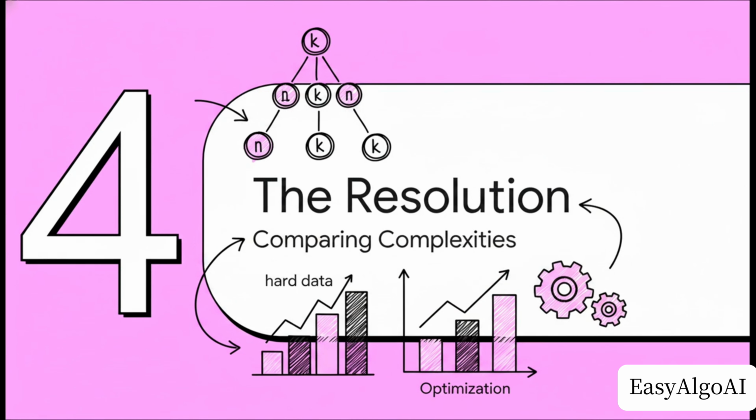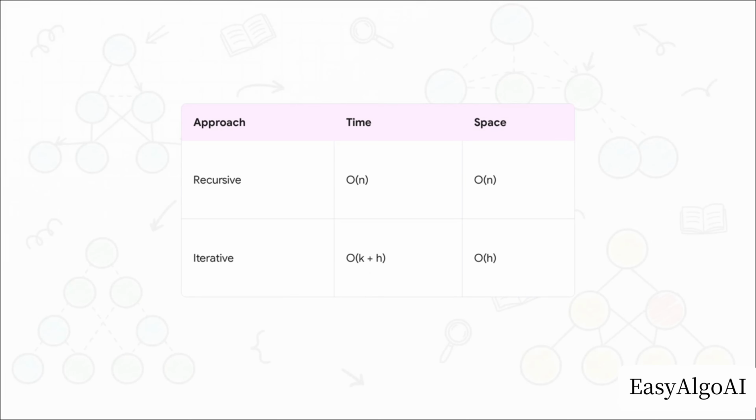And finally, Section 4, the resolution, comparing the complexities. To fully appreciate the optimization we just engineered, we gotta look at the hard data. And this grid proves exactly why iteration takes the crown. Just look at that time complexity. We took it from a sluggish O of n all the way down to O of k plus h. Why the huge drop? Because we're only processing k nodes now. That little plus h you see, that just represents the tree's height. Basically the time it takes for our initial dive down to that bottom left node before we start counting.